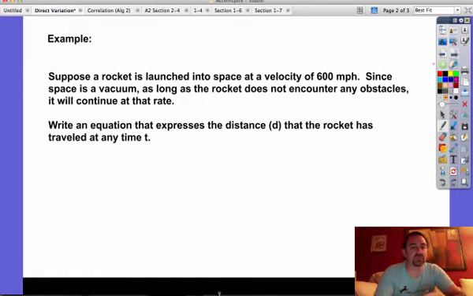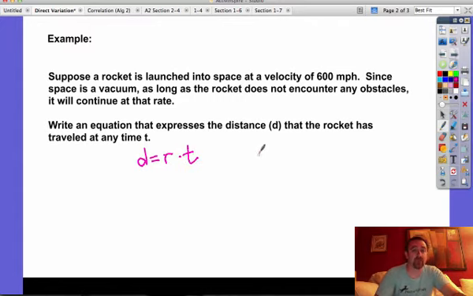Here's a pretty simple example. Suppose a rocket is launched into space at a velocity of 600 miles per hour. Since space is a vacuum, as long as the rocket does not encounter any obstacles or any kind of gas, it's going to continue at that rate. So let's write an equation that expresses the distance d that the rocket has traveled at any time t. We just remember this equation: distance equals rate times time. That's the equation we're going to use.